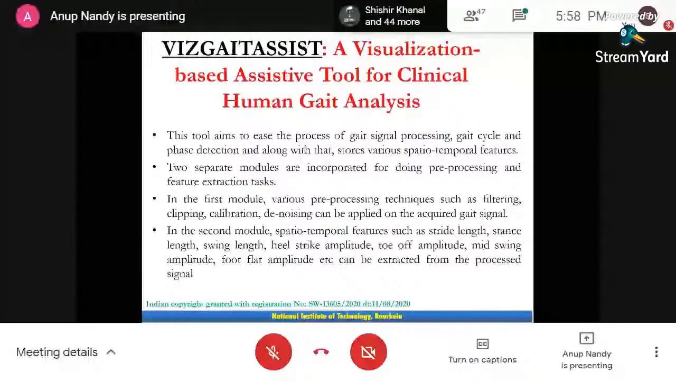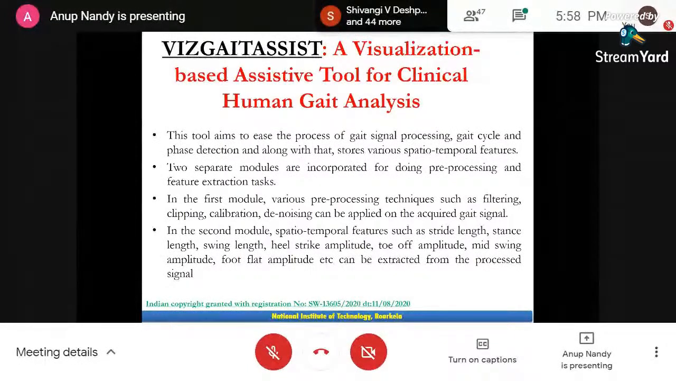Here separate modules are incorporated for pre-processing and feature extraction. The pre-processing includes filtering, clipping, calibration, denoising, and so on. Whatever raw data you get from the different sensors, you need to go through all these processes: filtering, clipping, calibration, denoising. Then in the second module, we are extracting spatial temporal features to take these particular decisions.